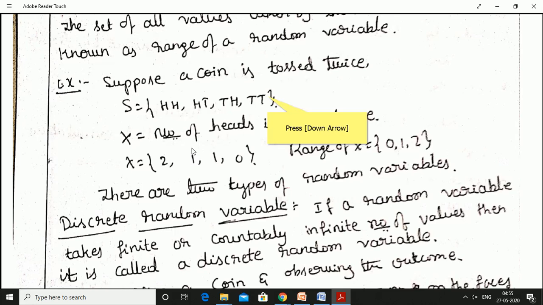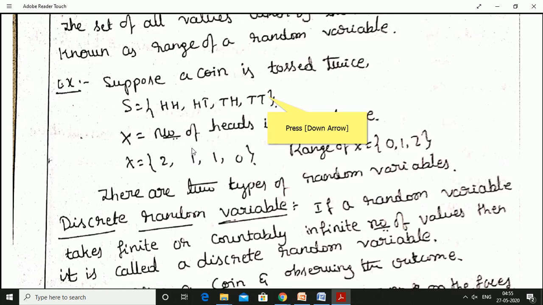And for the same sample space, we can define any number of random variables. Here we defined only one random variable. Or else Y can be the number of tails that turn up. We can define another rule, Y the number of tails turning up, or Z as a random variable: if head turns up in the first toss, 1, otherwise 0. That is another random variable. We can define any number of random variables for a single sample space.